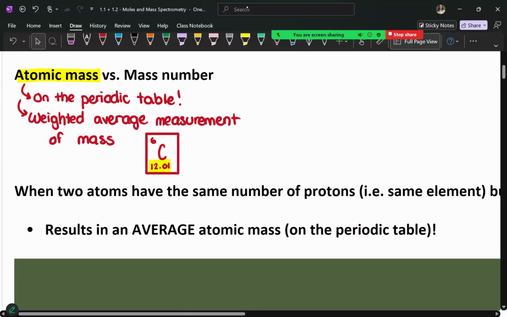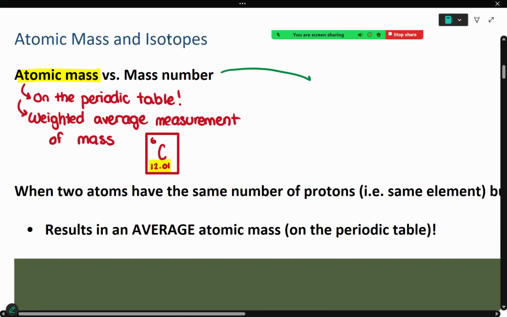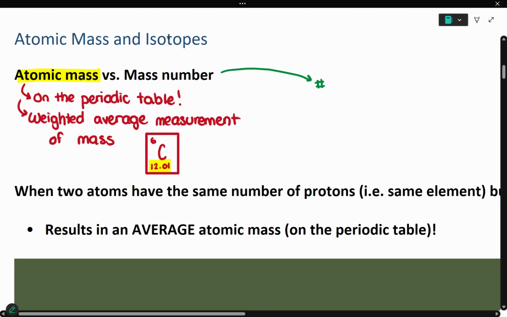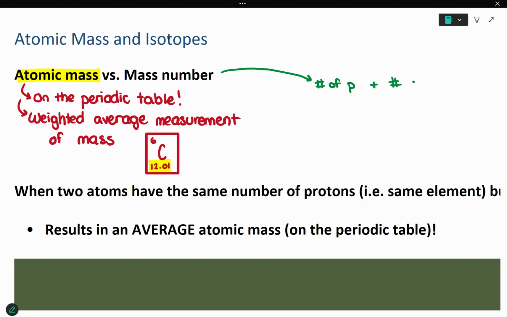The opposite of that, or kind of analogous to that, is your mass number. And your mass number is different because it tells you exactly the number of protons and neutrons in an element. Okay? So number of protons plus number of neutrons for a specific isotope.